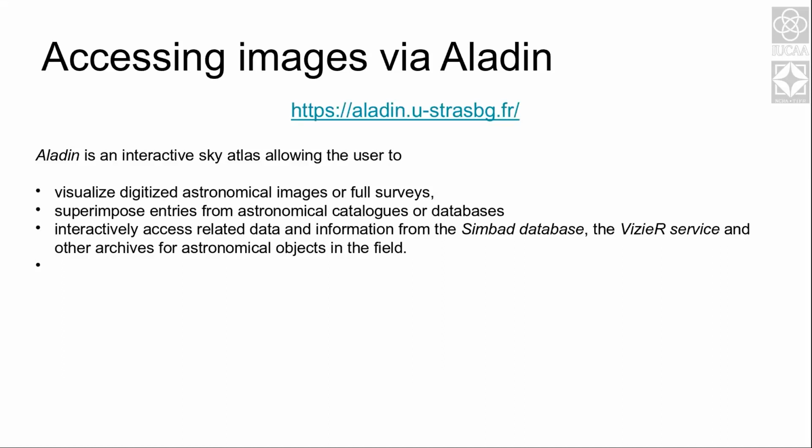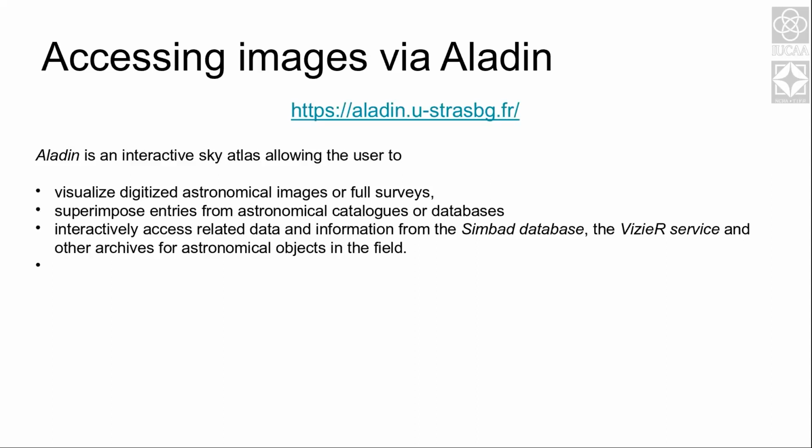Now, for accessing images, the most popular tool is something known as Aladin. Aladin is basically an interactive sky atlas that allows you to visualize images, and you can visualize your own images that you have on your computer. Or again, if you're connected to the internet, you can visualize data from all sky surveys.